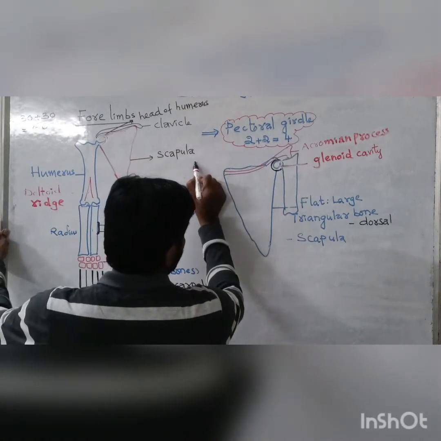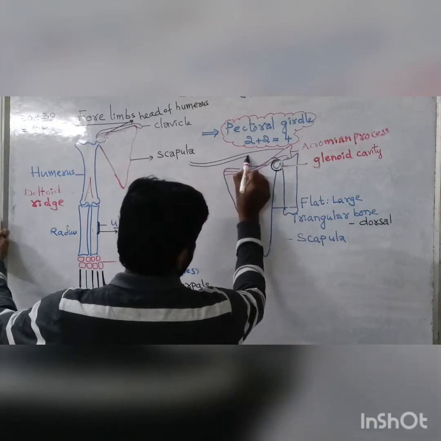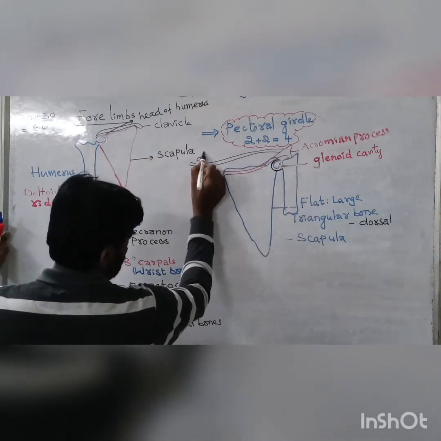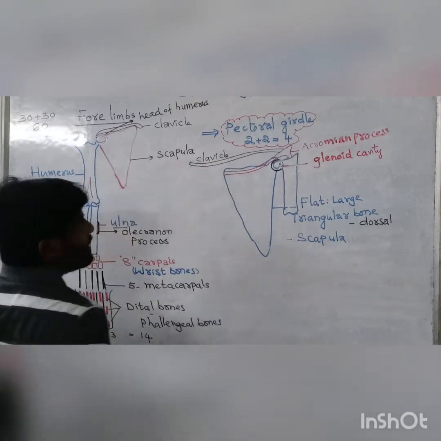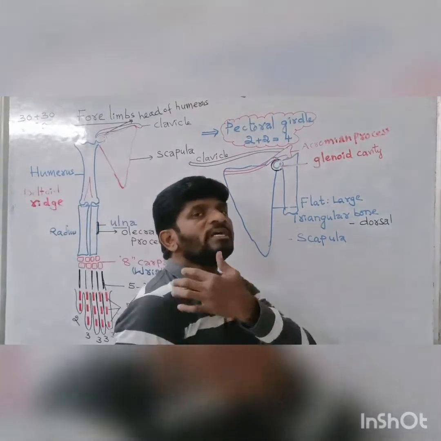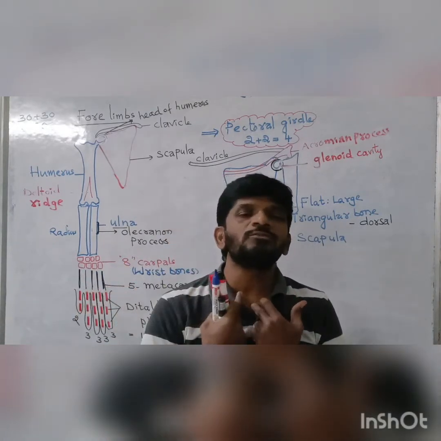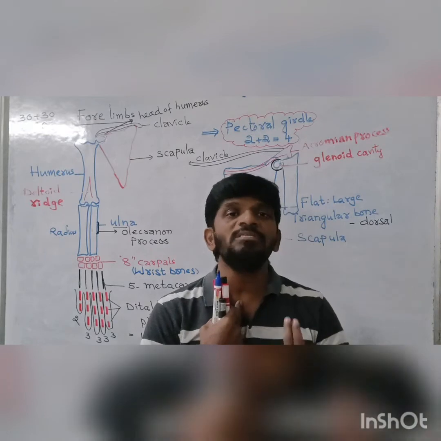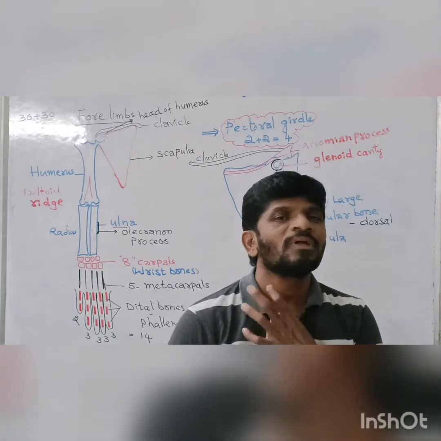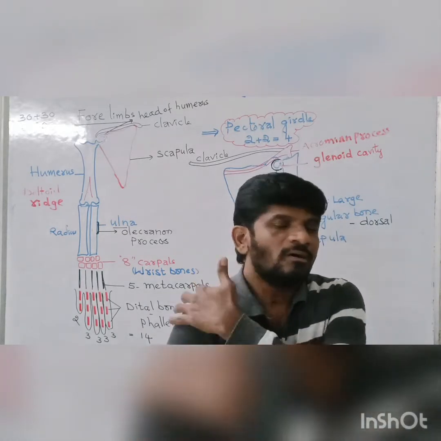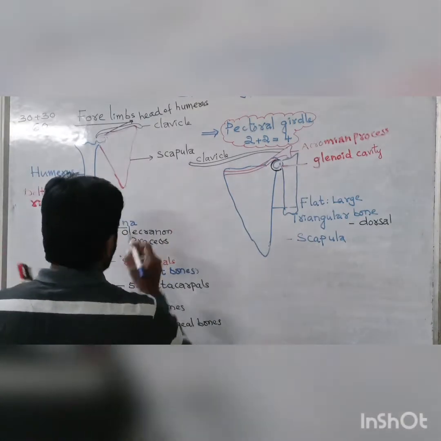This is the clavicle bone. The clavicle on one side attaches to the acromion process of the scapula. On the proximal side it attaches to the sternum. The part of the sternum is the manubrium. I repeat again, the clavicle touches the manubrium here, and touches the acromion process on the distal end. So this is the manubrium of the sternum.